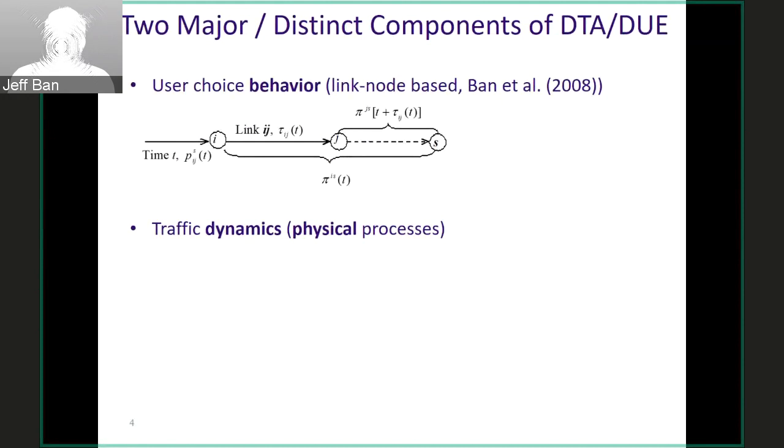One of these is based on the link-node-based route choice behavior: how people make route choices when they are in the dynamic network. Here you're looking at time t, at node i. ij is a link, s is a destination. People are trying to decide: I'm at i, I'm going to destination s, should I choose this link ij as part of my path or not? So p_ij^s(t) is the inflow rate to this link at time t. π_i^s is the minimum travel time from a node to the final destination, and π_j^s is from j to the final destination.